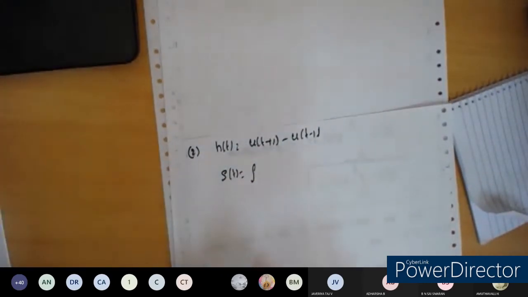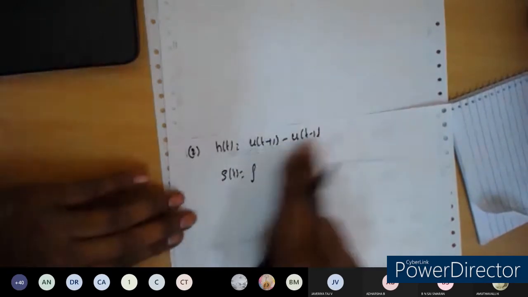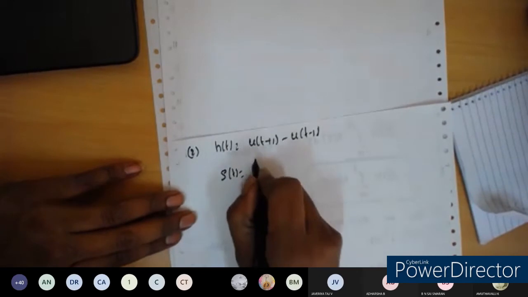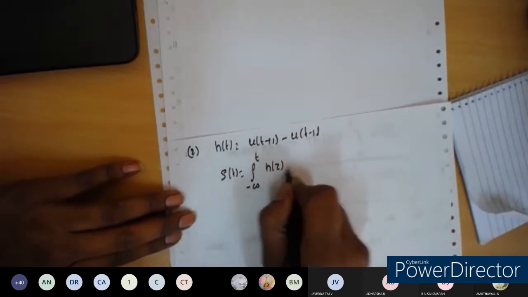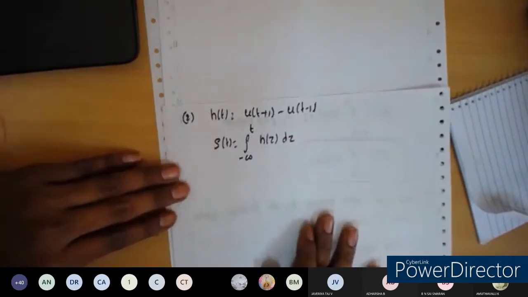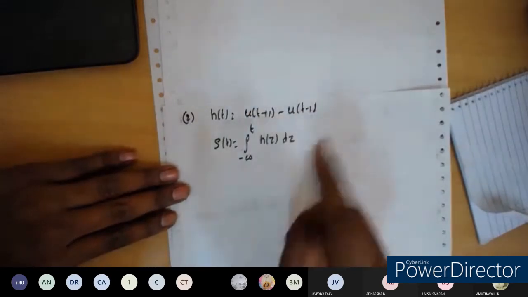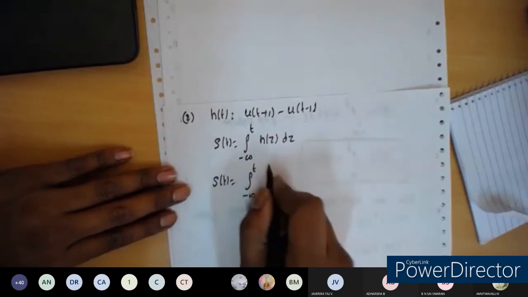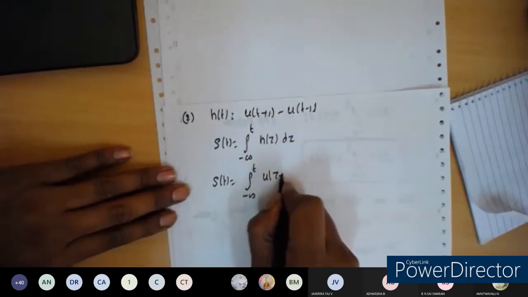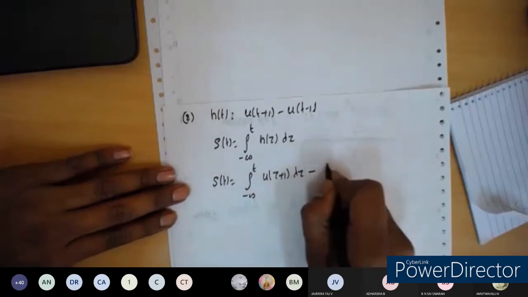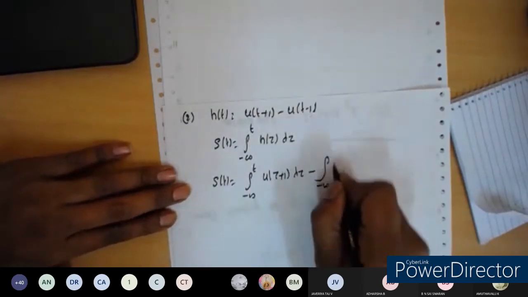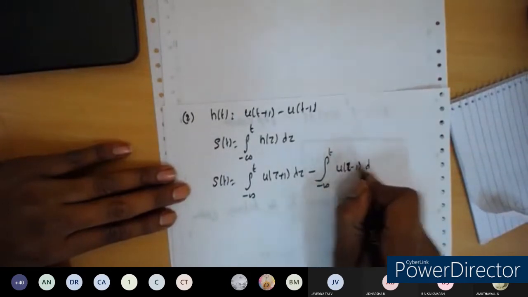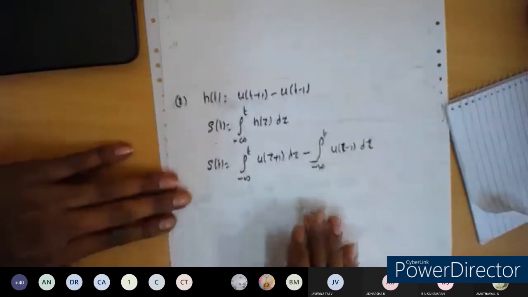So S of t is equal to the integral from minus infinity up to t of h of tau into d tau. Whenever it is given like this, we find the step response individually. Let us split the integral for these two unit step functions. So S of t is equal to the integral from minus infinity to t of u of tau plus 1 into d tau, minus the integral from minus infinity to t of u of tau minus 1 into d tau.